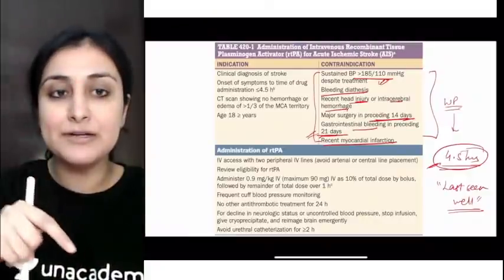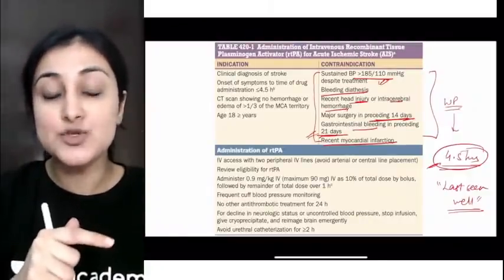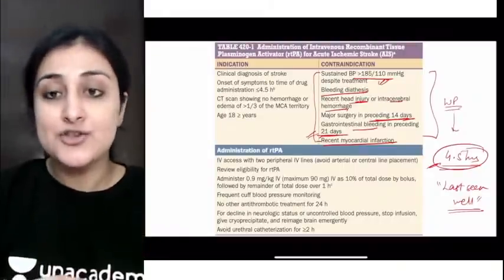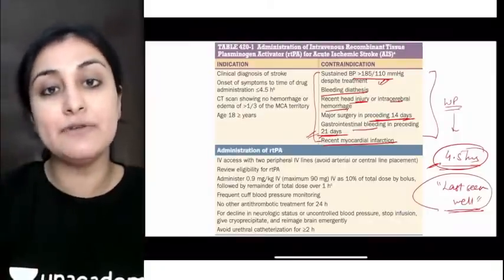His window period will be 10 PM to 6 AM when he is woken up with a deficit, right? So already he is 6 plus 2, 8 hours into his period, right? So remember, last seen well is very, very important for calculating window period.